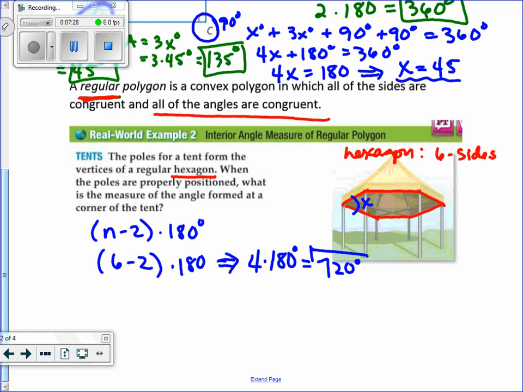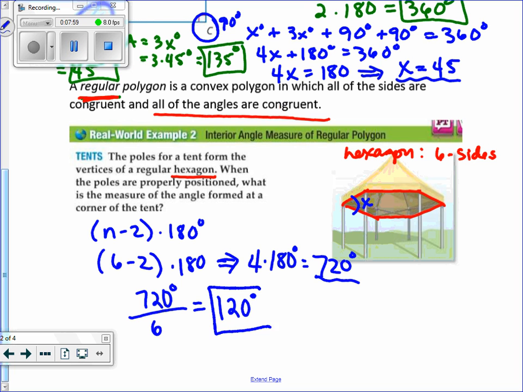Now, I'll back up here a little bit. Again, we need that 720, but that's not our answer because we want only one angle. Well, we said that it has 6 sides, so it has 6 angles. And since it's a regular hexagon, each of those angles is the same. So if we took that 720 degrees and divided it by 6, which is our 6 angles, that should give us how many degrees each angle is, which is 120 degrees for each angle.